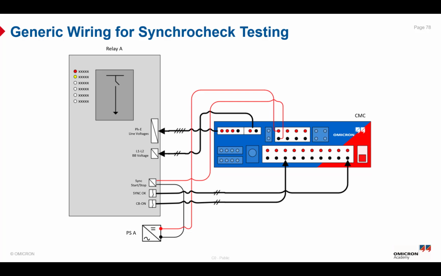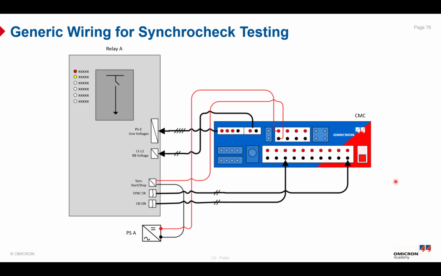So let us start with how to wire the synchro wiring check and how to test it using the Quick CMC. As you can see from our figures here, we injected the 3 phases of the line voltage with the 3 phases of the CMC, and the fourth one, which is the reference voltage, can be used for injecting the L1 to L2 representing the bus voltage, or Y phase to neutral representing the bus bar voltage.